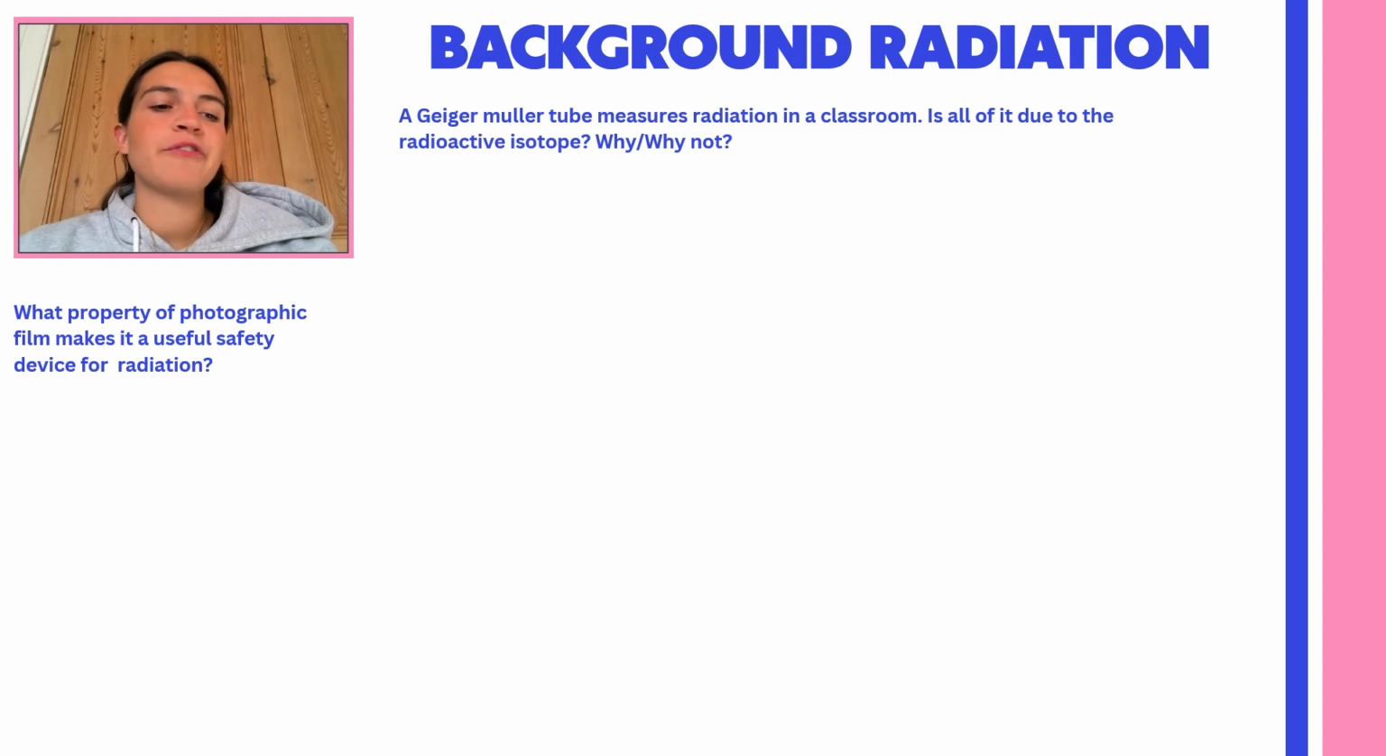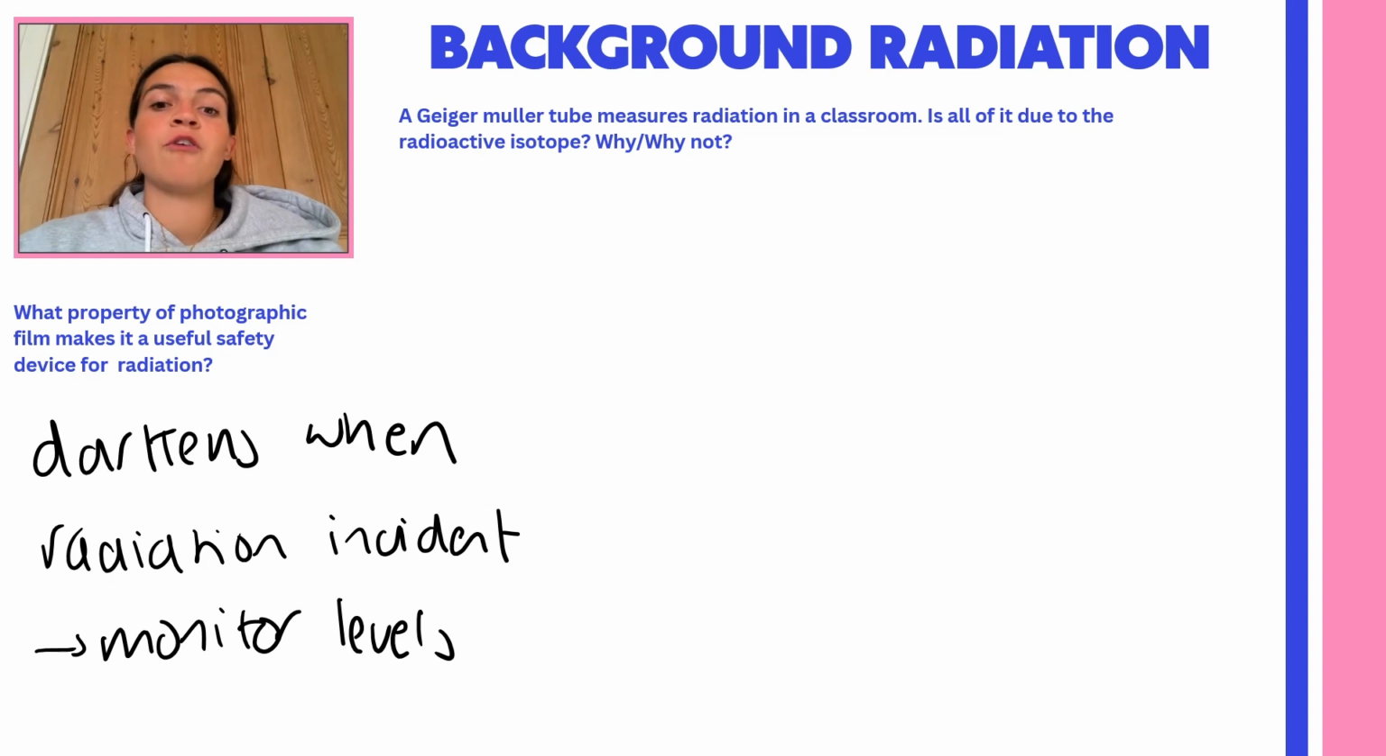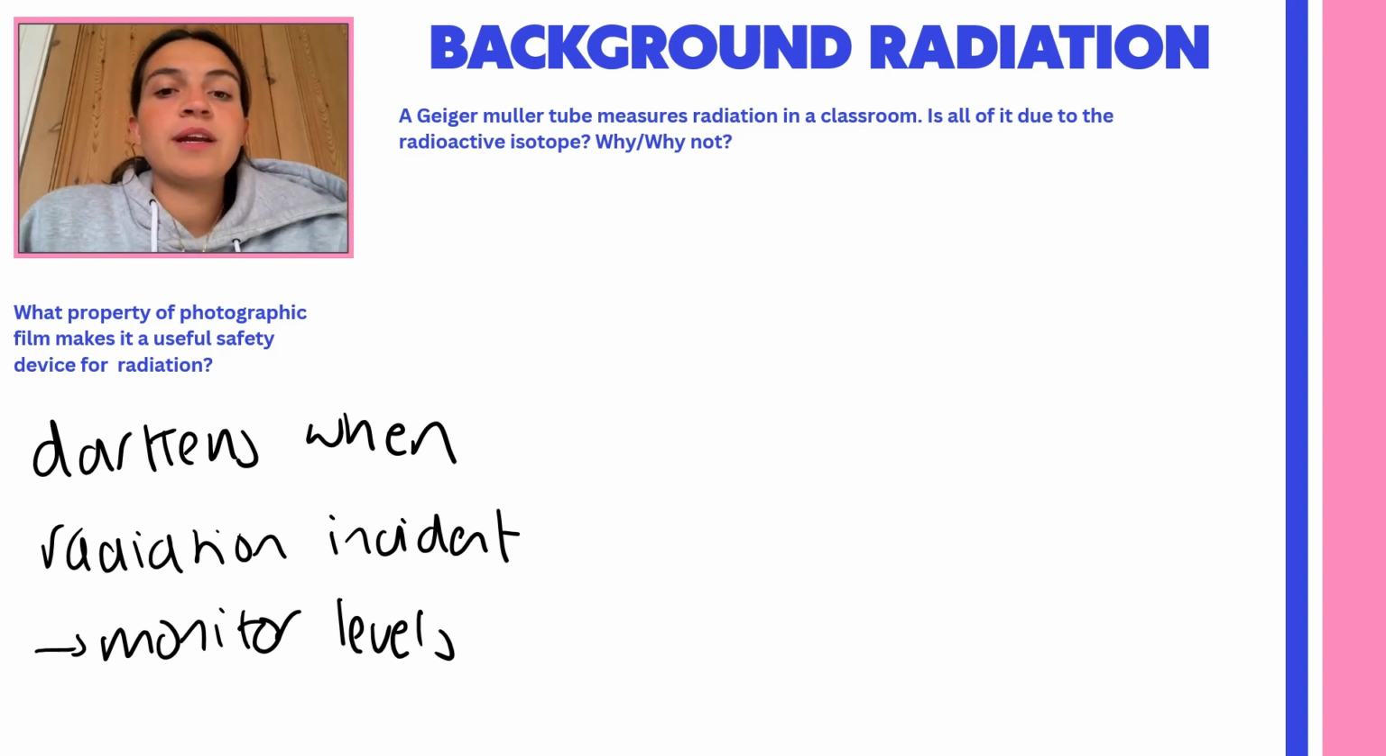Okay, what property of photographic film makes it a useful safety device? Well, it is because when radiation is incident on it, it darkens. It doesn't protect you against the radiation, but it helps you to monitor your level of exposure so that you can protect yourself by removing yourself from the area where that radiation is if that film gets too dark.